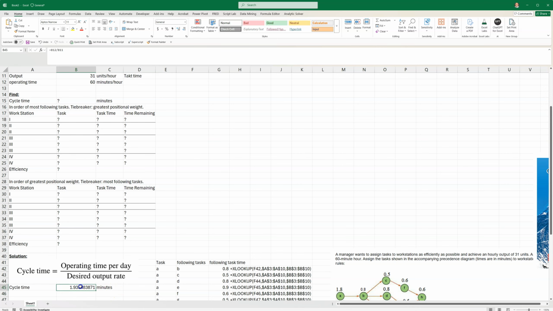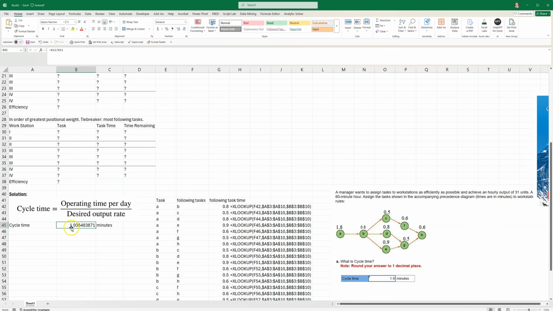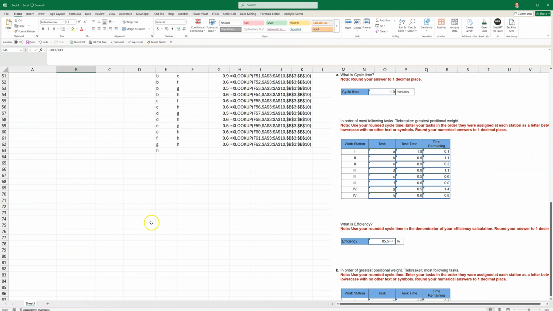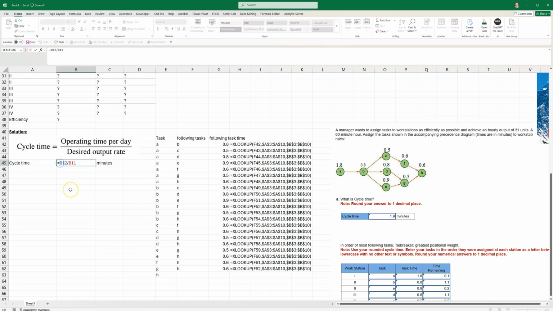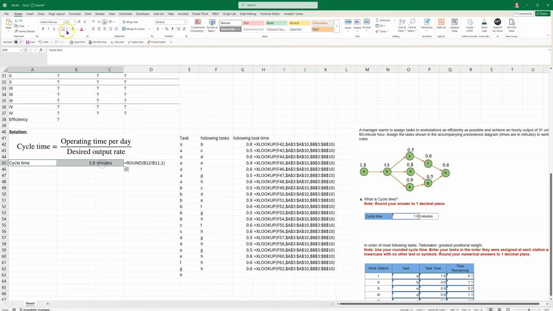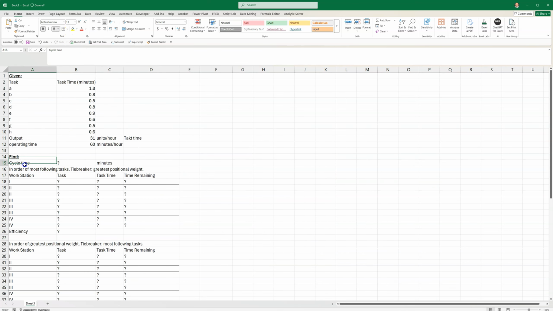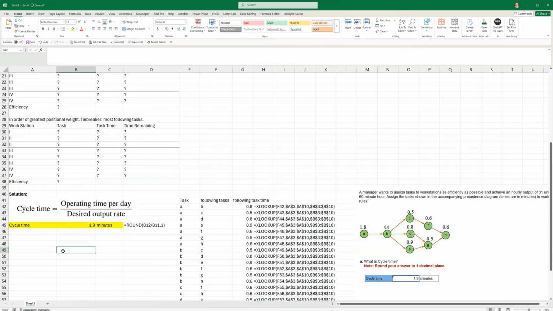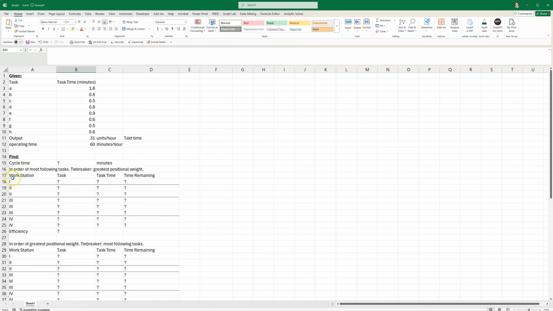And we get a really long, not an exact answer, but I know that in order to get the answers the book has over here, we have to round this. So I'm just going to go equals ROUND, and we'll round this to 1 decimal place. So we'll just call it 1.9 minutes. Let me put the formula here. Okay, so that's the cycle time. So we already answered one of our questions. We want to find the cycle time in minutes.